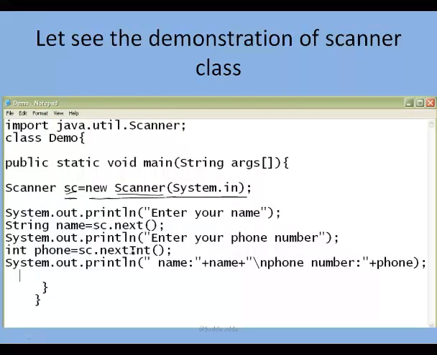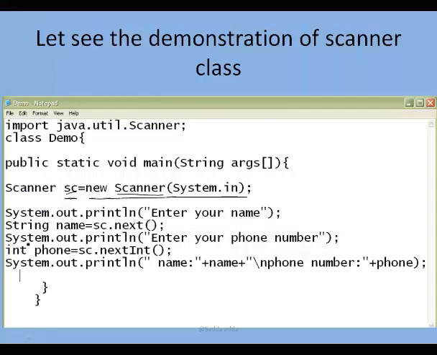So what I am doing here, I am simply writing System.out.print. It simply prints "Enter the name." In the next line, I am assigning the value returned by sc.next(). It simply returns the first token of the string which you are going to enter. That string is going to be assigned to your variable.